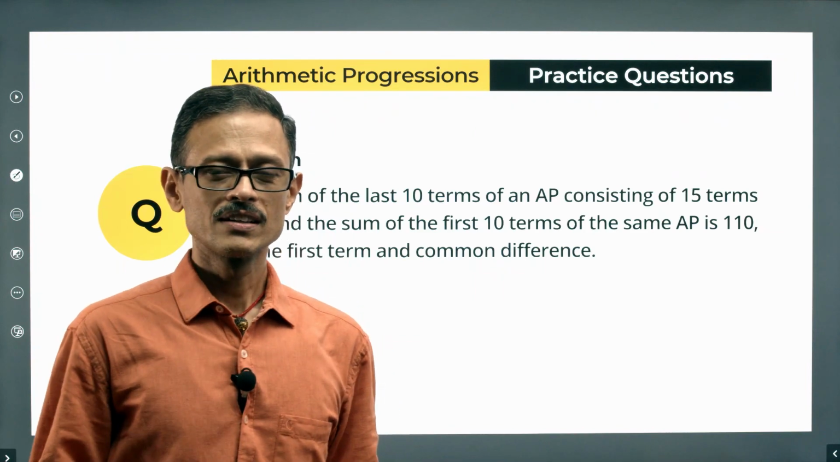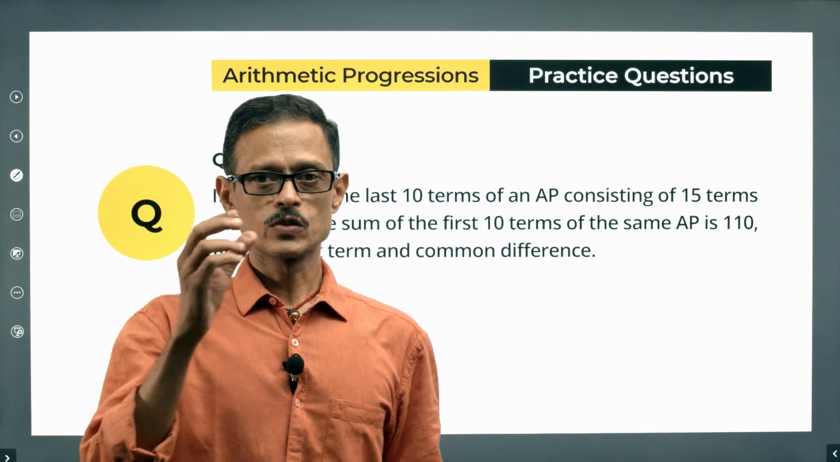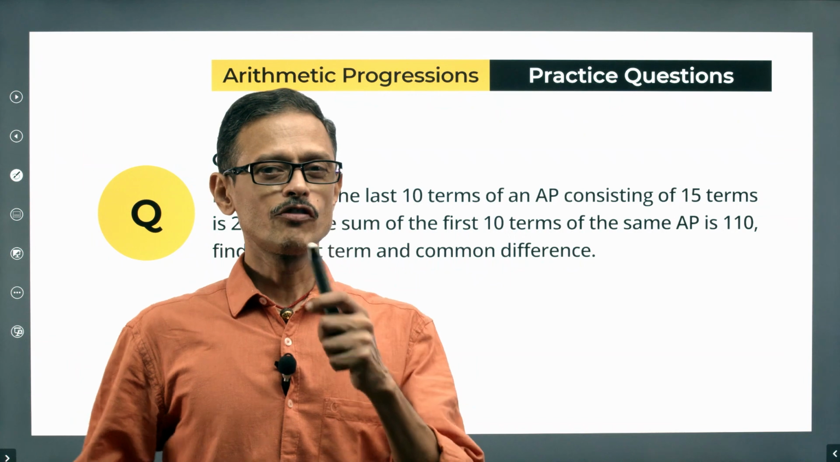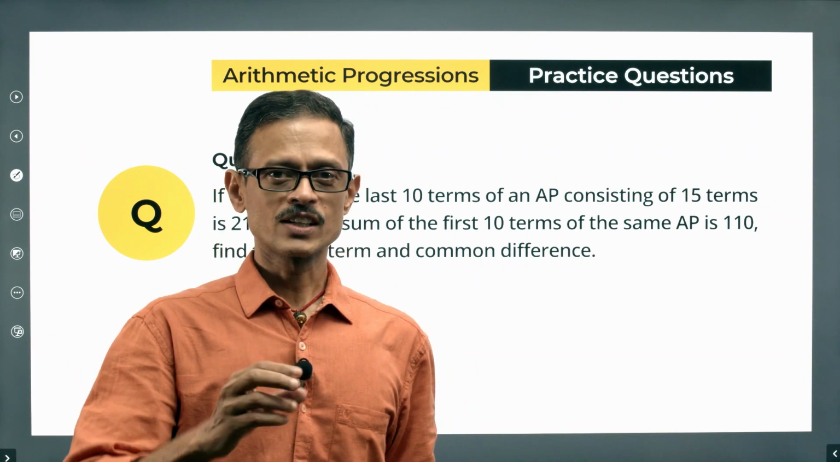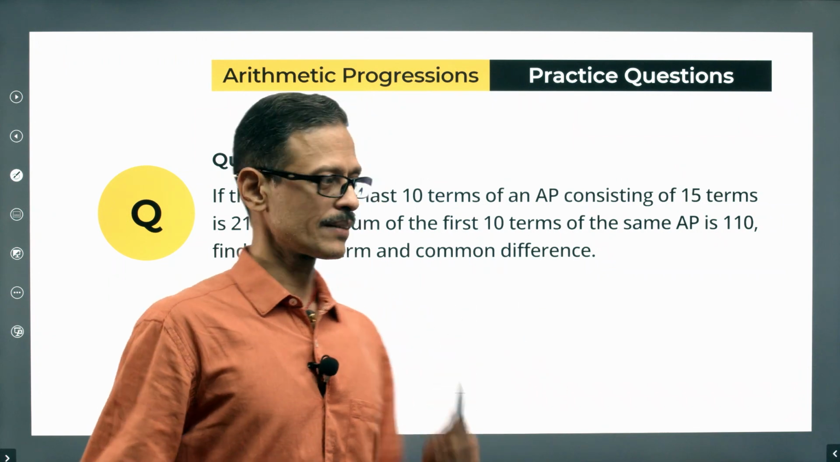This is an interesting question. At the core, what is tested is basically our application of the formula to compute the first 10 terms of an AP, but this comes with a twist. That's what makes this question interesting. Let's have a look at it.